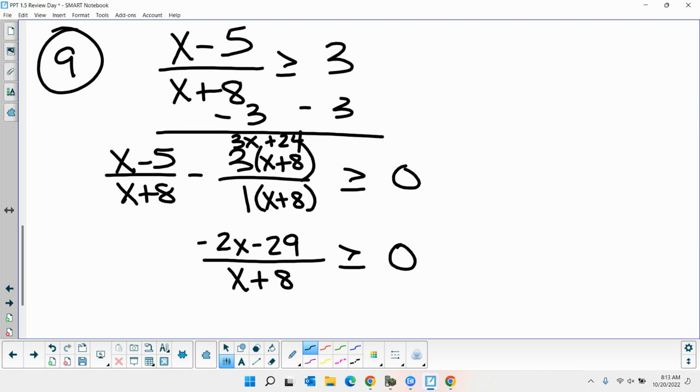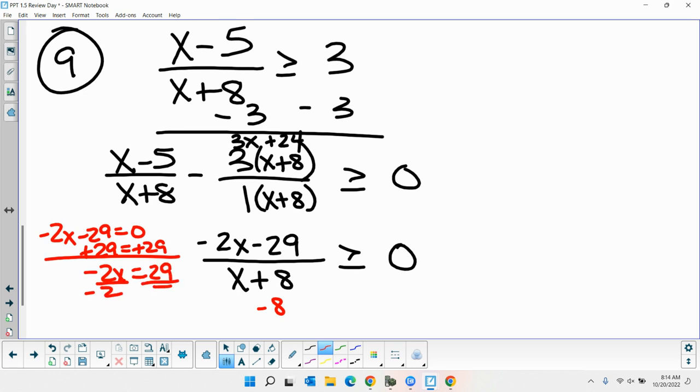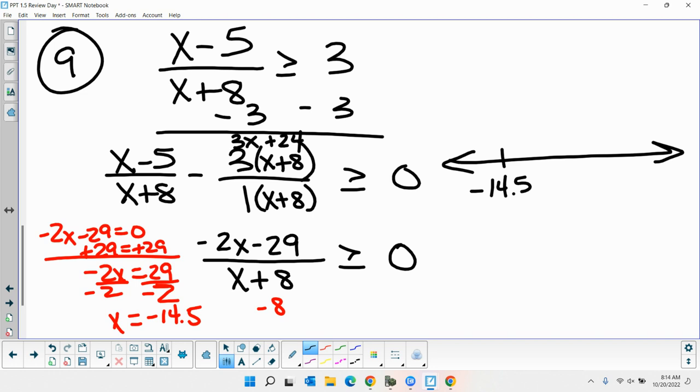Now I can figure out my critical values. My critical value for the denominator is negative 8. Here I'm going to have to add 29 and divide by negative 2, which is negative 29 halves, or it's negative 14 and a half. Okay, so then I can do my graph. So negative 14 and a half's down here, and negative 8's here.